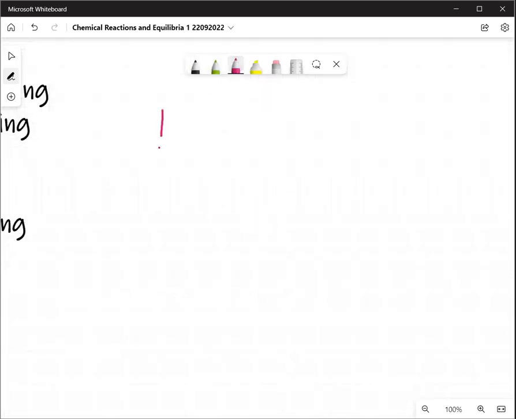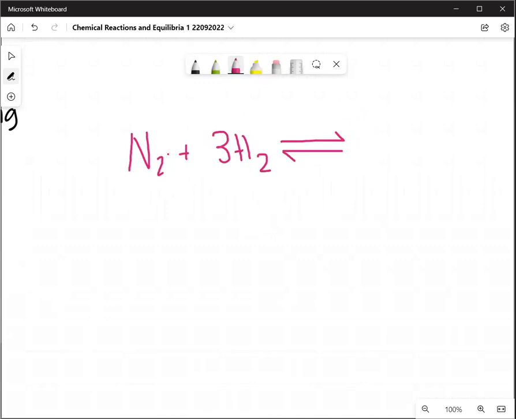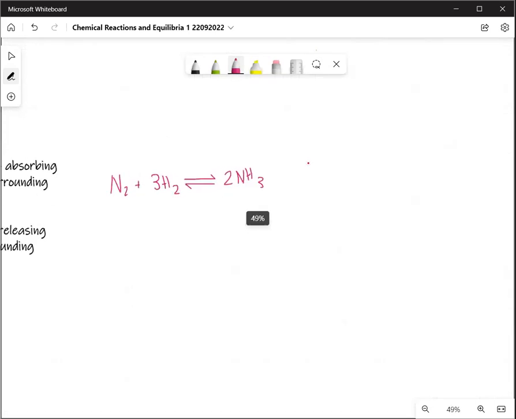We have N2 plus 3H2 gives us what? Now you need to memorize this, by the way. Which process is this? This is called the Haber process. N2 plus 3H2 gives us 2NH3, always. You have to learn this by heart. Now we'll do this afterwards. Right now, let's focus on temperature.